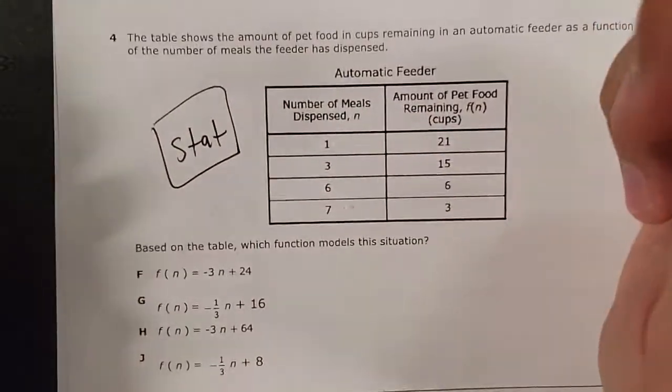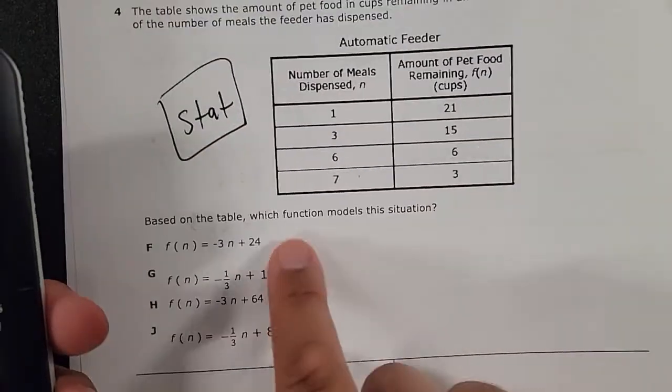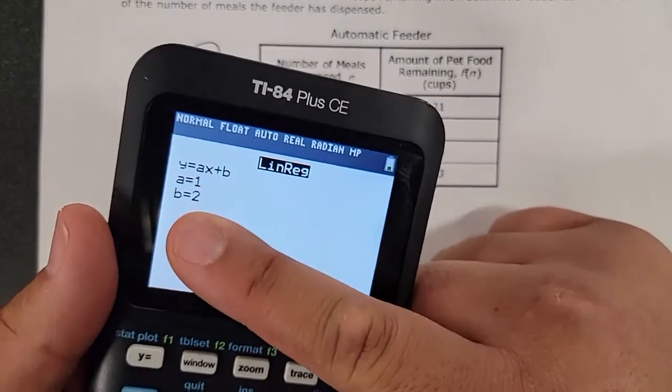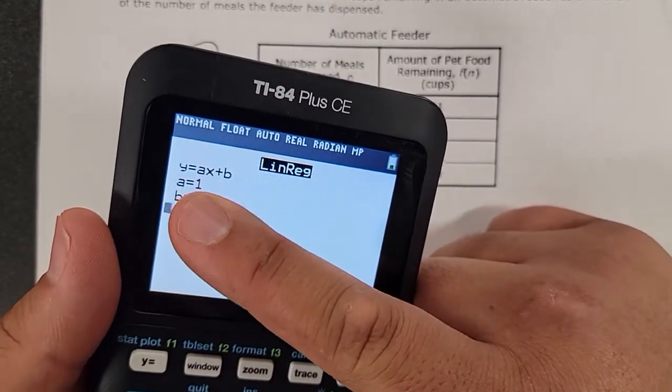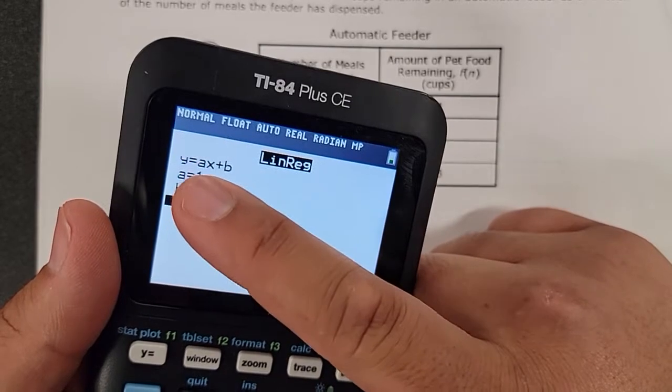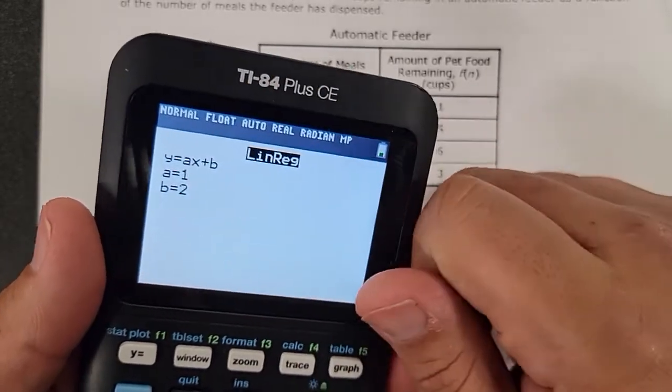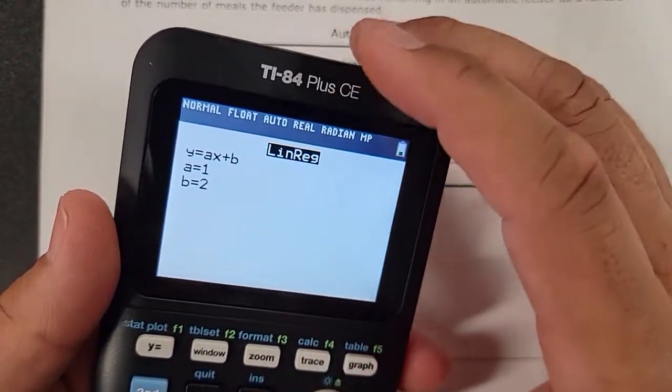If it's asking for the slope or the rate of change, just match it. But remember, the slope is the A number, and that's the rate of change. And the B would be the other, the y-intercept. So just pay attention to what it's asking for.